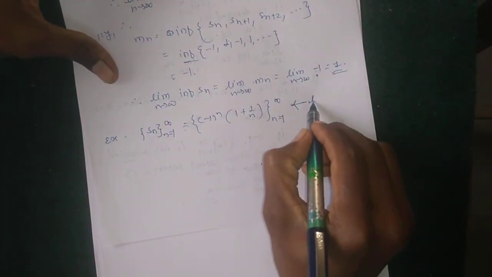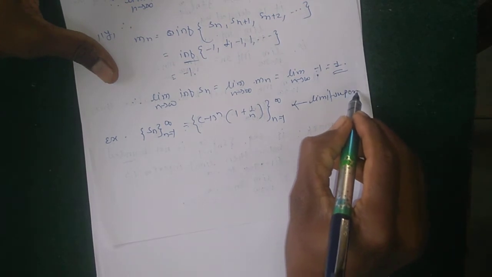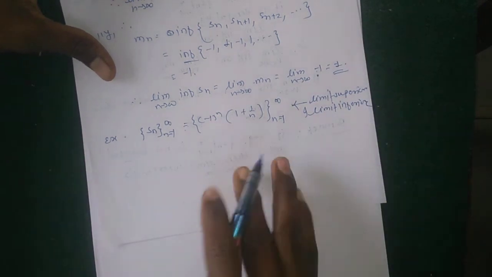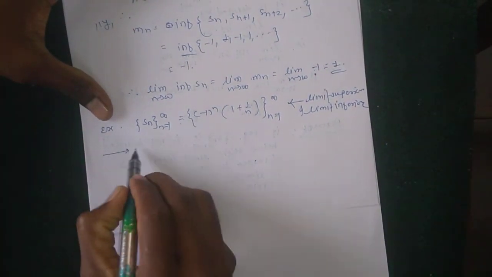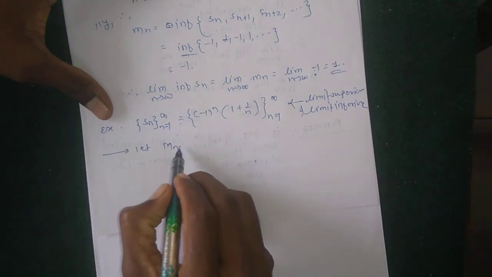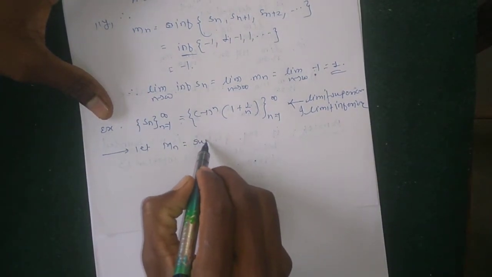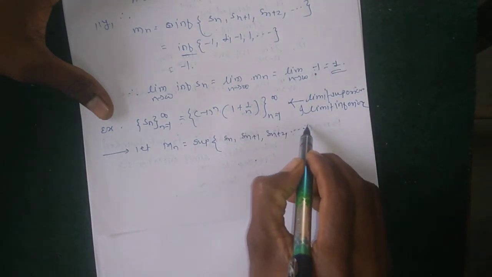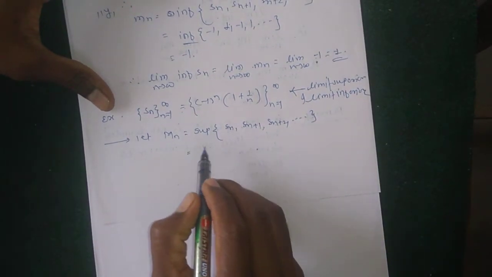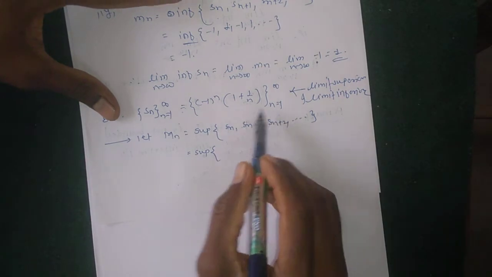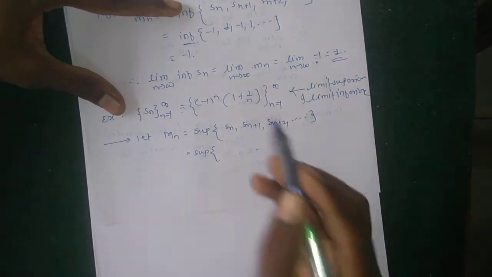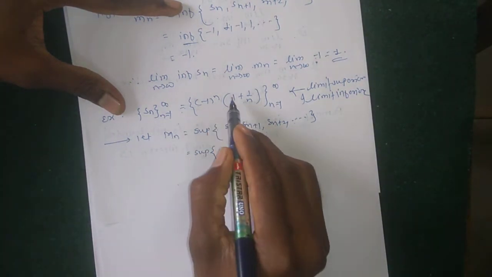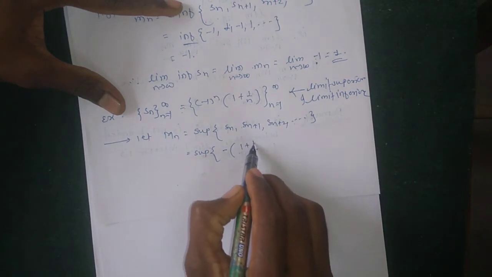Find its limit superior and limit inferior. So here let Mn be equal to the supremum of Sn+1, Sn+2, and so on. Therefore, for the supremum of Sn, when n is equal to 1, the first term of Sn is (-1)^1 times (1 + 1/n).